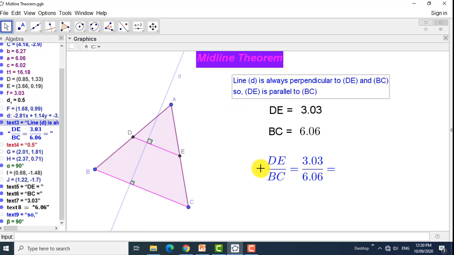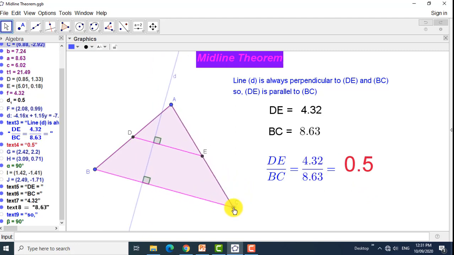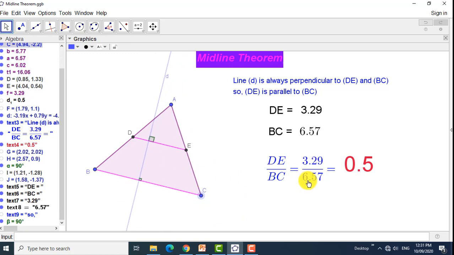Why are we calculating the ratio DE over BC? If the ratio DE over BC is always equal to 0.5, which is half, then DE is equal to half BC. Let's see. 3.03 over 6.06, the answer is 0.5. We will change the lengths of DE and BC, and we will notice that the ratio is always 0.5. Whatever the lengths of DE and BC are, the ratio is always 0.5. That is, DE is equal to half BC.